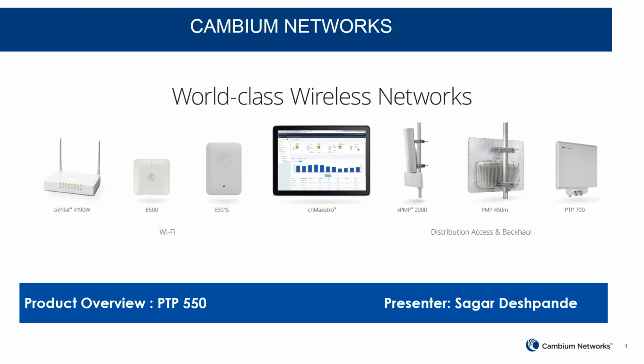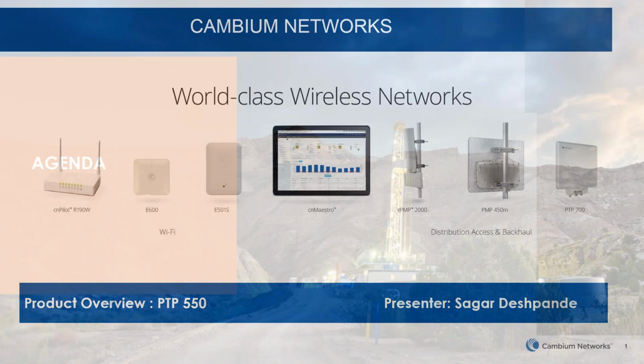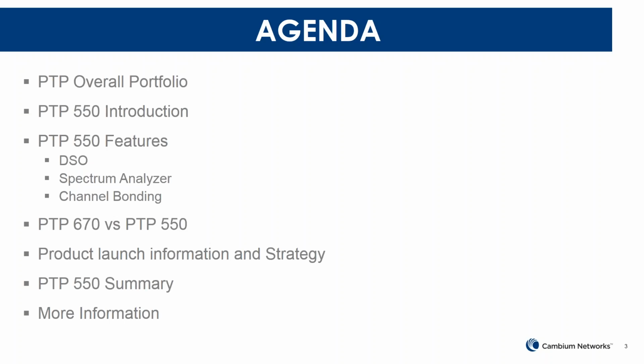Okay, so to get started, today's agenda is mainly going to be the overall PTP portfolio, the introduction of the PTP 550, and some of the key highlight features of the PTP 550. Then we're going to review the PTP 670, which is our Tier 1 product, versus the PTP 550. Next, we're going to discuss a little bit about product launches, followed by a summary, and then provide you links and access to more information regarding these products. All right, let's get started.